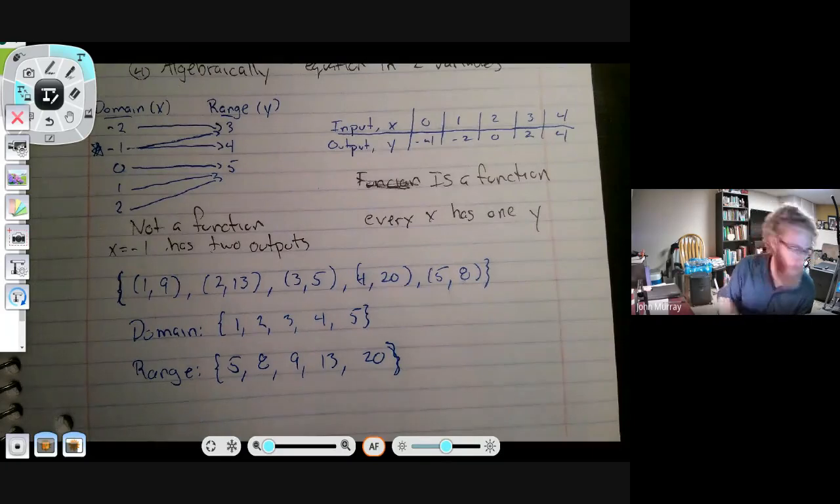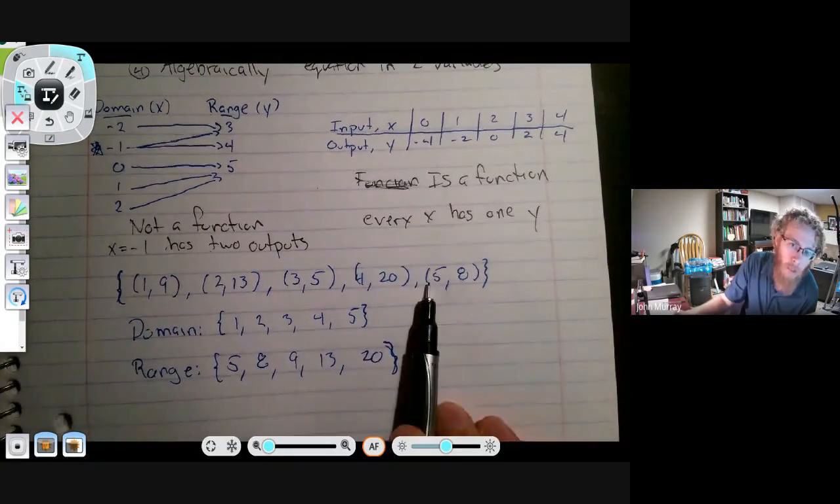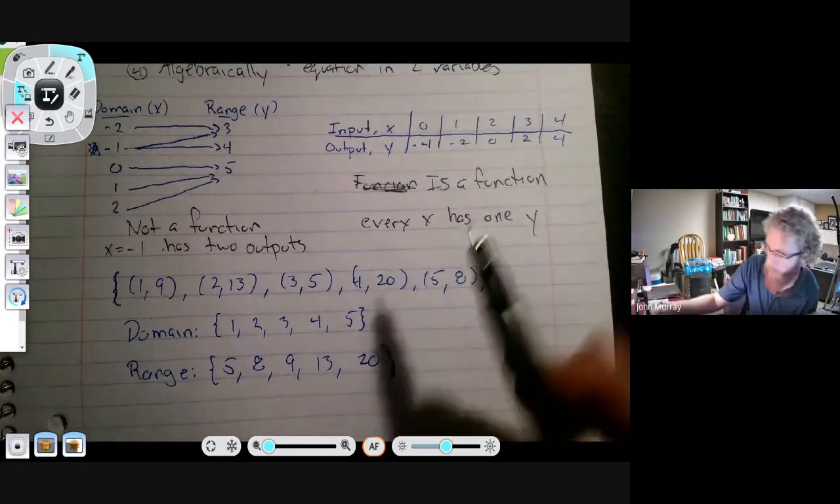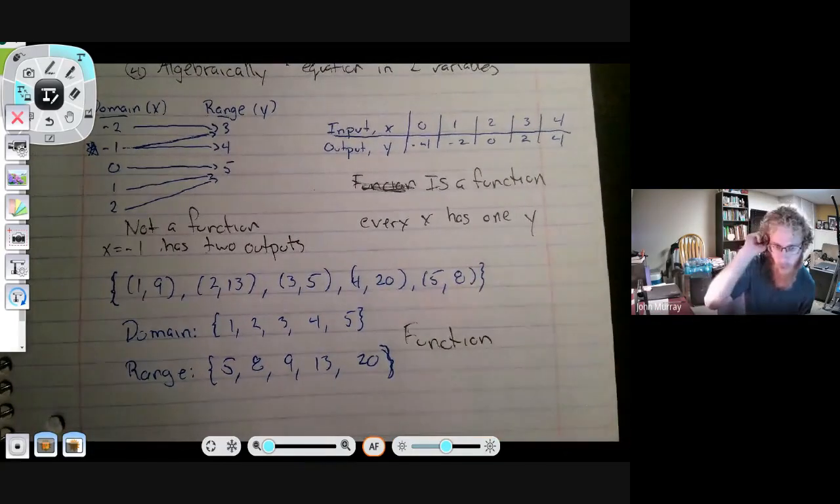So everything looks straight here. We don't have a number pop up twice. If this was a 1, it wouldn't be a function, but everything looks good. So we do have a function.